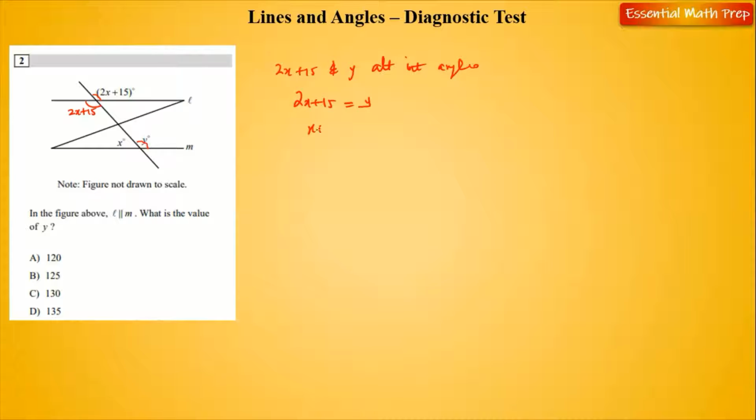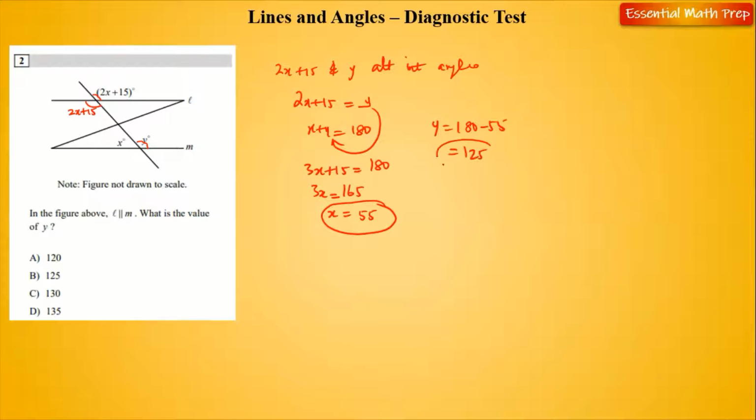And we know X plus Y adds up to 180. So substituting for Y in this expression would give you 3x plus 15 equals 180. 3x equals 180 minus 15, which is 165. So X would be 165 over 3, which is 55. But we are asked to determine the value of Y, right? So X plus Y is 180. So Y is 180 minus 55, which is 125.